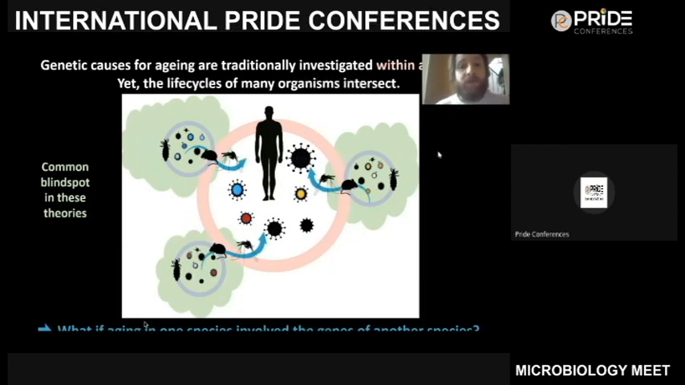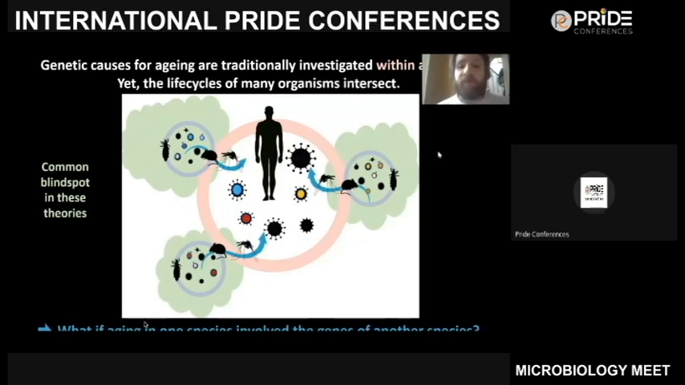However, we now know that the life cycles of many organisms intersect. And so this is my first point. The common blind spot for all these theories is that they overlook the fact that humans, for example, are not living alone. They are infected by viruses, by bacteria, they have microbiomes. And so, because all these life cycles intersect, one may wonder whether this intersection may have an impact on the evolution of aging. But currently, this is not modeled in the theory.